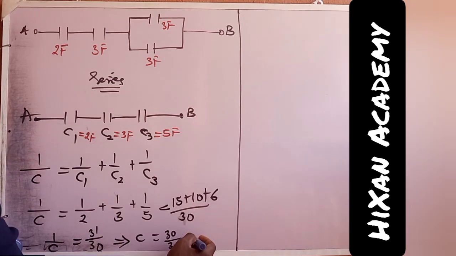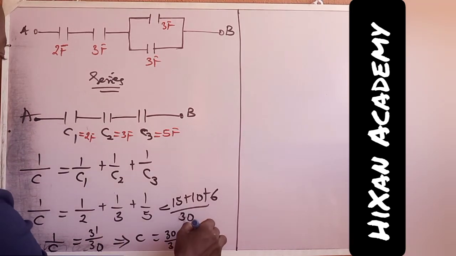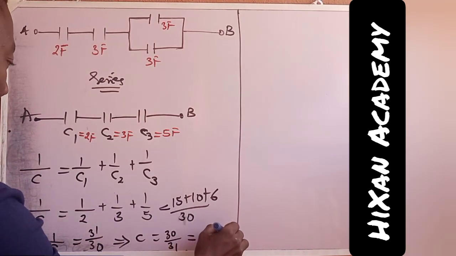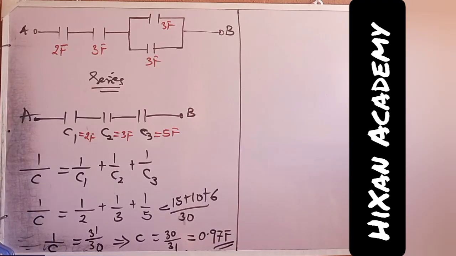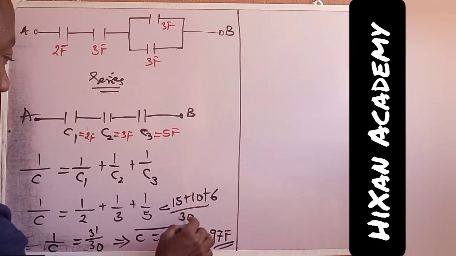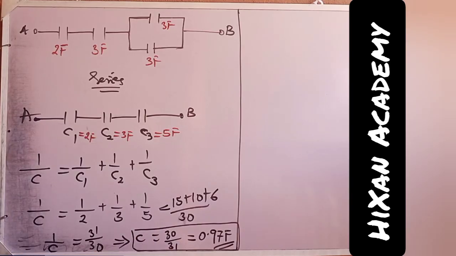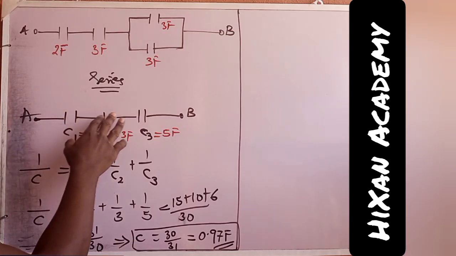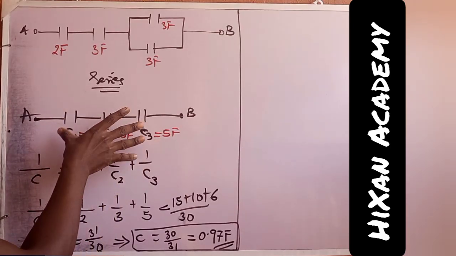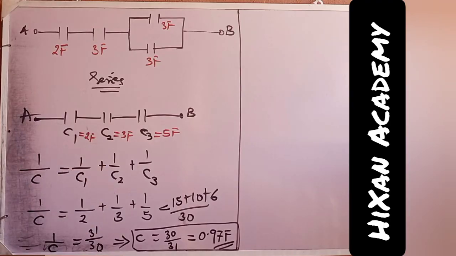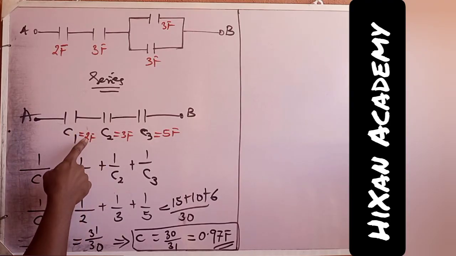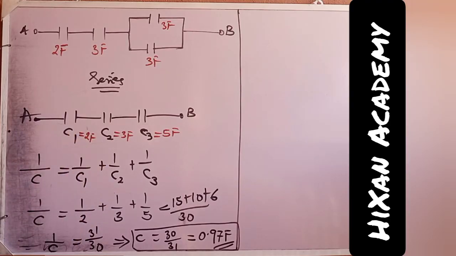And that gives us C equals 0.97 farad. So the effective value of these three capacitors is 0.97 farad, which is lesser than the least of them. So for capacitors, when you connect them in series, their effective value decreases. It goes as low as lesser than the least one among them.